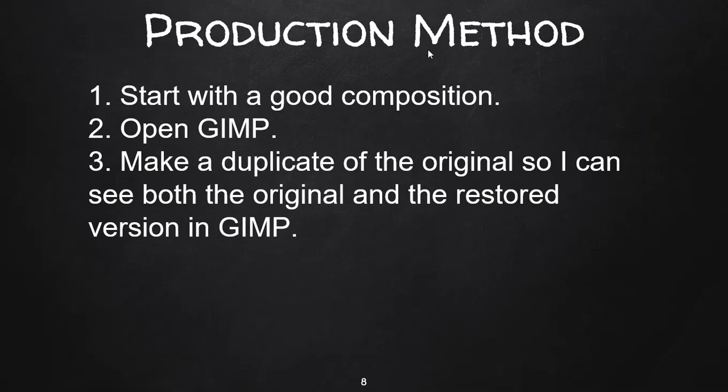Then we have the production method. So you're going to first start with a good composition. And yeah, we're restoring old pictures, but the composition, what I mean by that is that you're taking a good picture of the picture, okay? And I'll explain that. And then you'll open GIMP, you'll make a duplicate of the original. Always duplicate and work on a different layer so that I can see the image that you started with.